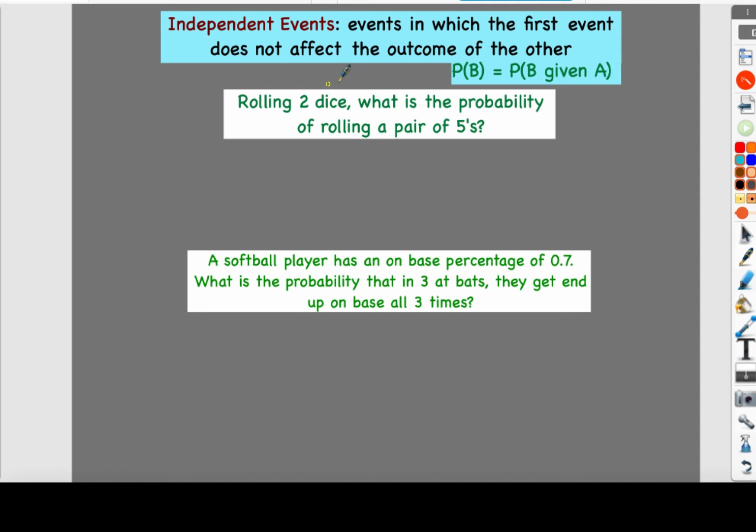Independent events, on the other hand, again, let's think about that. An independent event is where the probability of B is the same whether or not A happens. The probability of B given A is not going to change, right? What happened first doesn't change what happens second.